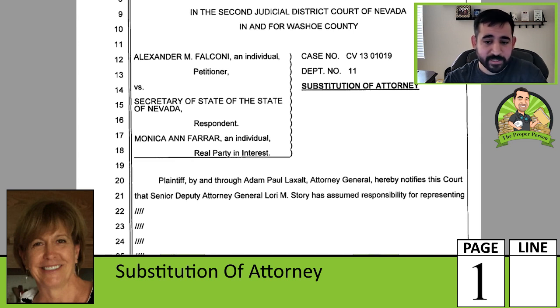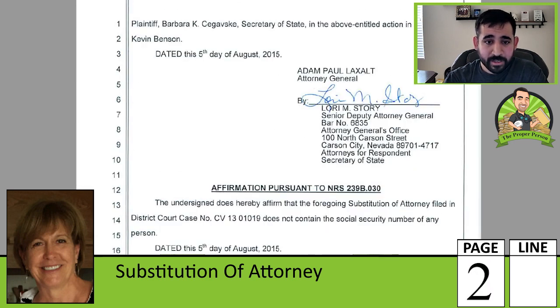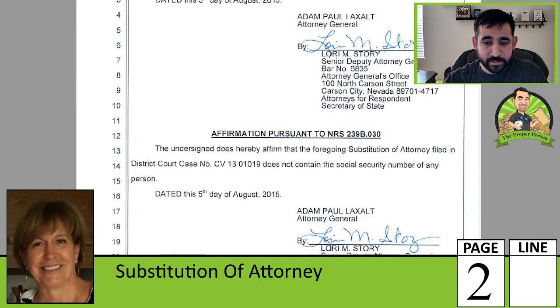Nothing's going to happen because the government isn't in the crosshairs. They're just kind of watching because they're in the caption and they have to watch what's going on. And yeah, so this is a pretty standard substitution of counsel. The nice thing about a substitution of counsel is you don't need approval from the judge. You can just take one lawyer and swap him out for the other, just like that.